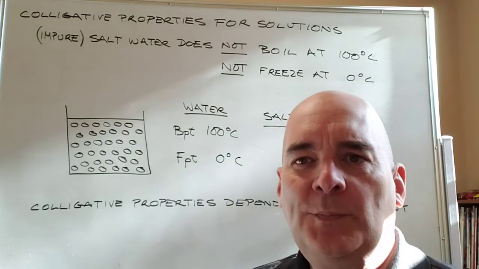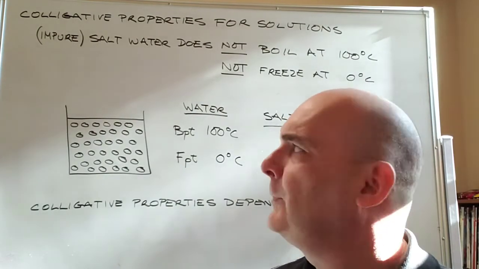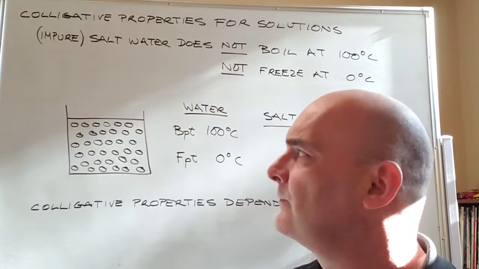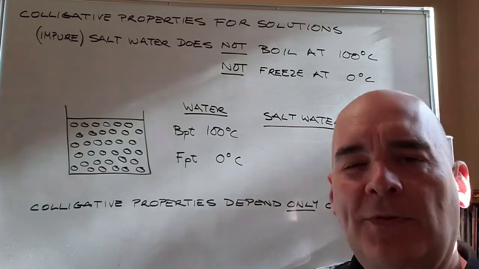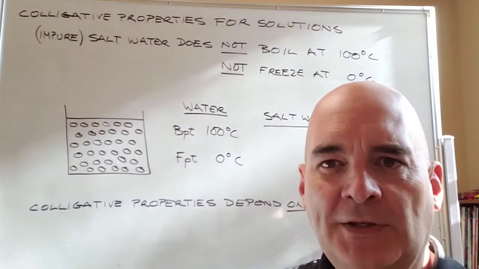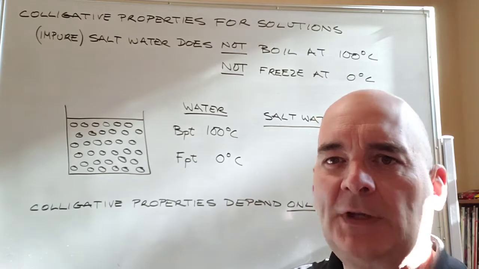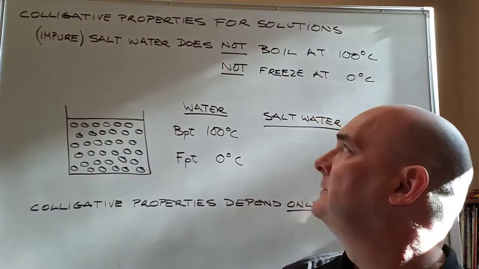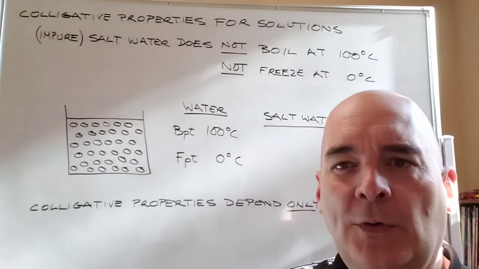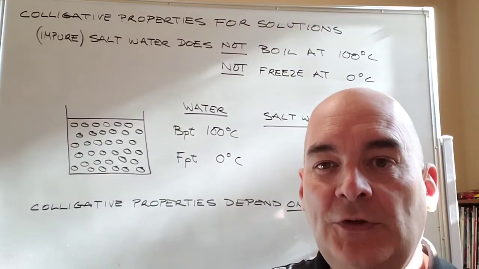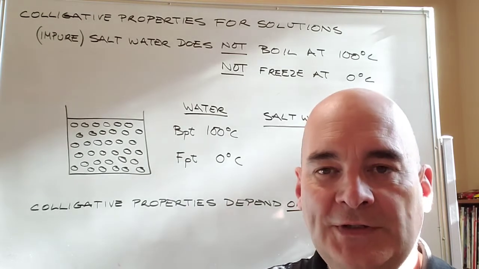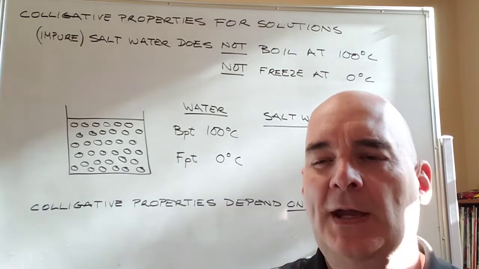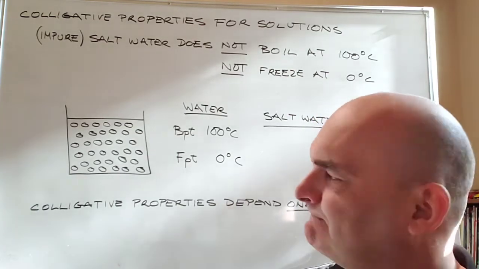When we add an impurity to a pure liquid, we see something change in its physical behavior. So let's take something that we've experienced and that we understand. Let's take salt and water. If you add an impurity like salt to water, what we find out now is that salt water does not boil at 100 degrees Celsius, and it does not freeze at 0 degrees Celsius. In fact, it does something different.